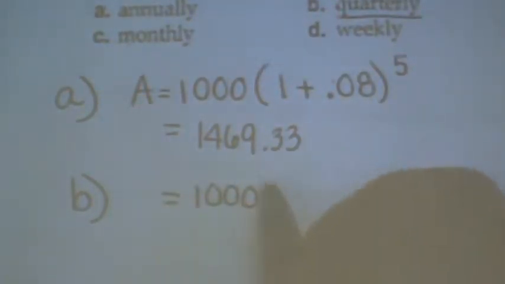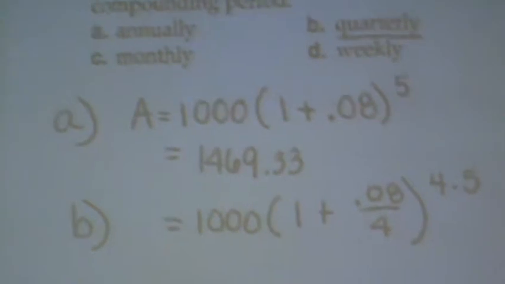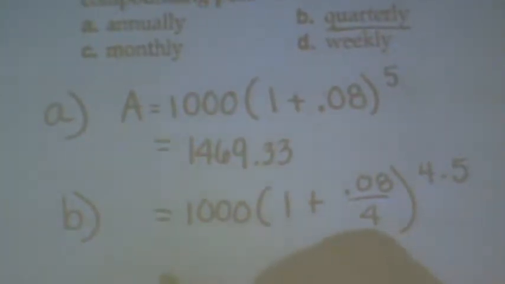Okay, B. Now, what are you gonna write for quarterly? 1,000 times 1 plus 0.08 over 4, and times 4 times 5 is 20. So that's gonna be to the 20th power. 1485.95.